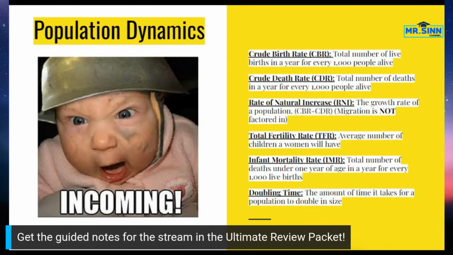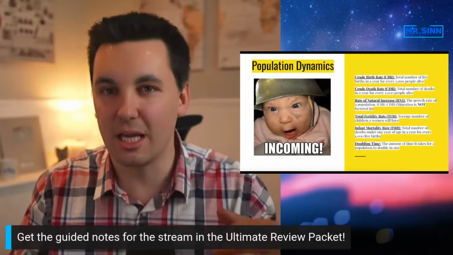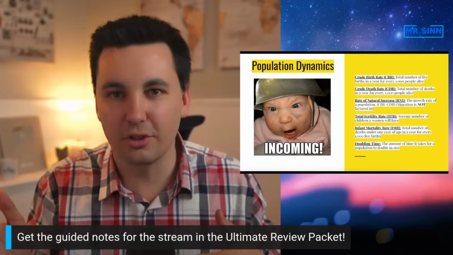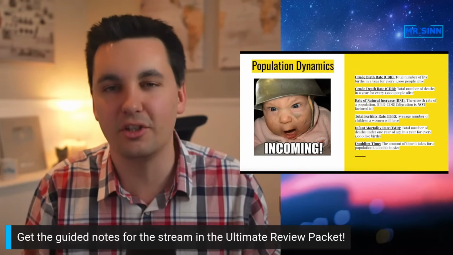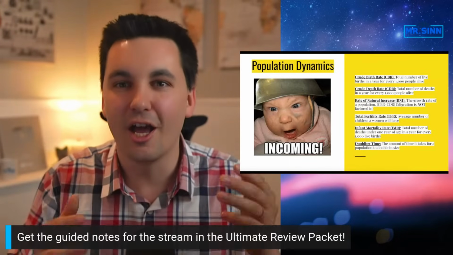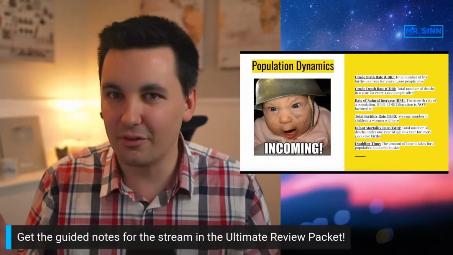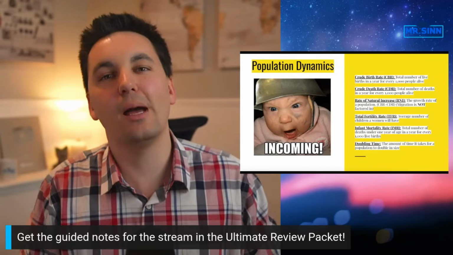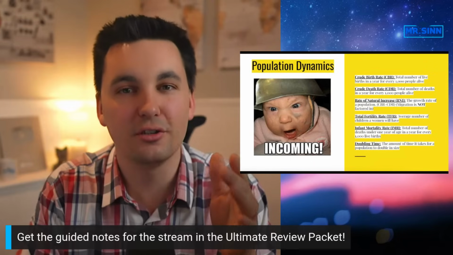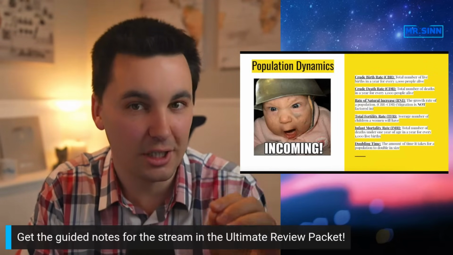All right. A couple things here. Population dynamics. All of these you want to be familiar with. You're going to see these on the test. One way, shape, or form, it's going to be on the AP test. Crude birth rate, crude death rate, rate of natural increase, or RNI, total fertility rate, infant mortality, doubling time. These are common words used. And you also might see them as CBR, CDR, RNI, TFR, IMR. A lot of little short abbreviations there. So just remember that crude birth rate is births, the crude death rate is deaths, the rate of natural increase, one thing to look out for, remember, it's not factoring in migration.